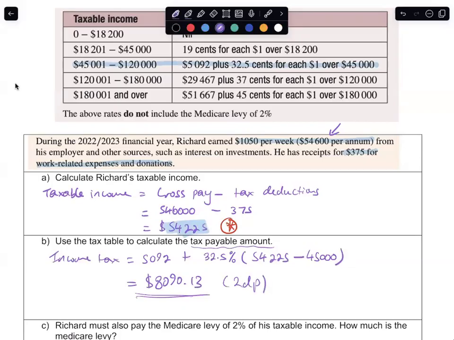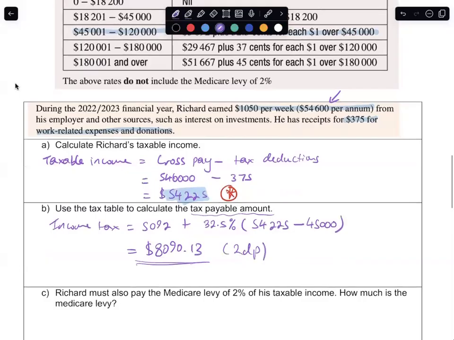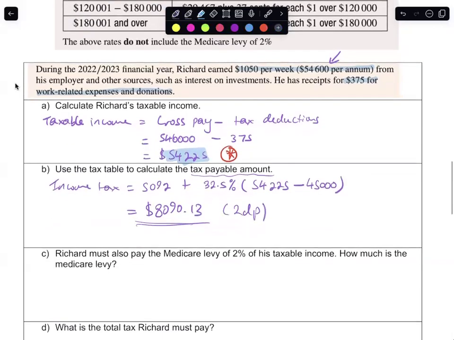Now, the next part of the question is going to calculate something known as the Medicare levy. Okay, we use the Medicare levy to pay for goods and services that are medical related, such as doctor appointments, hospital bills, all of those sorts of things as a part of the way that healthcare is structured inside of Australia. Okay, I'm going to highlight another word for you that's really important. It is 2% of the taxable income.